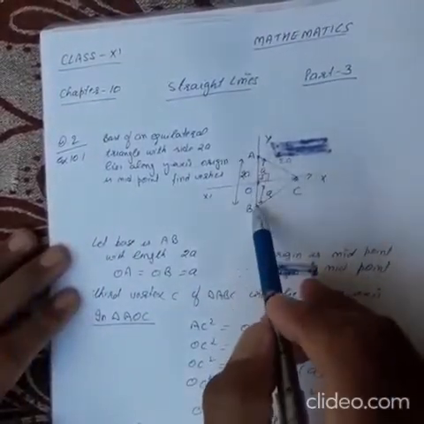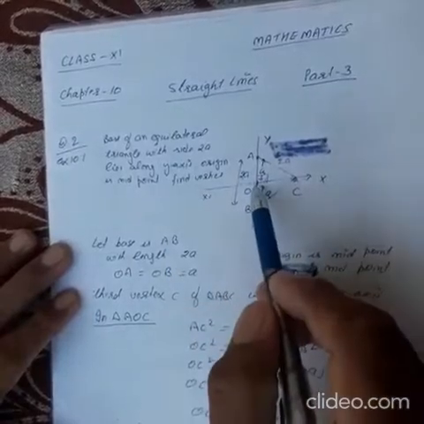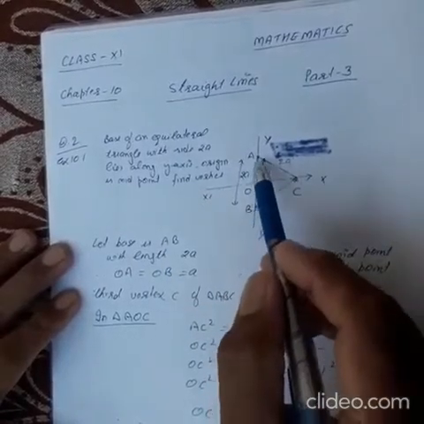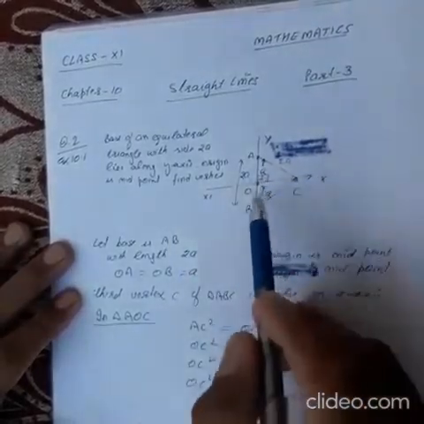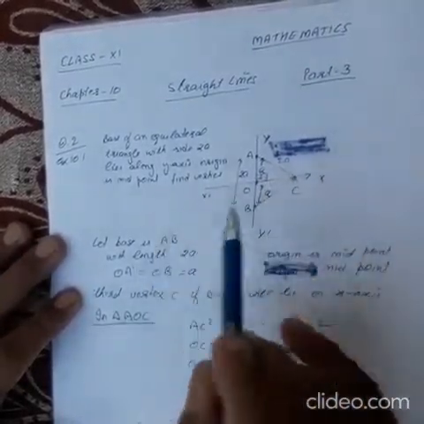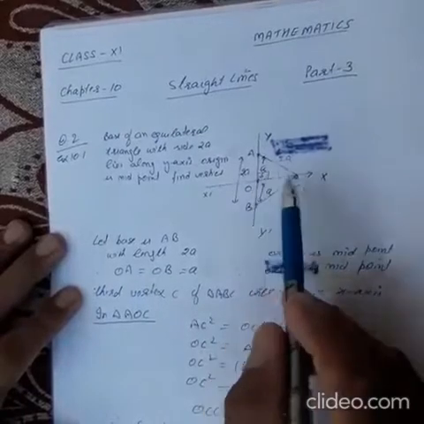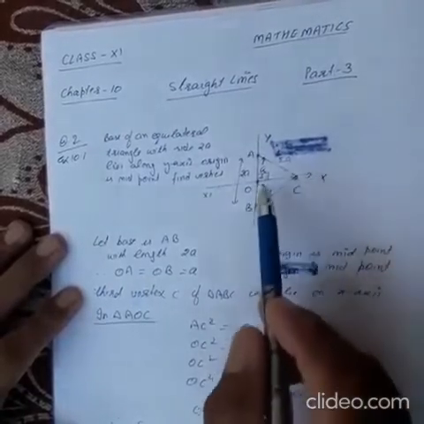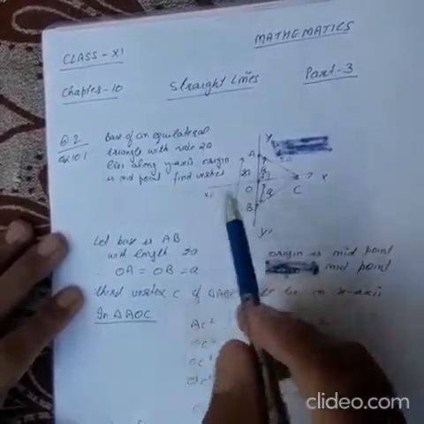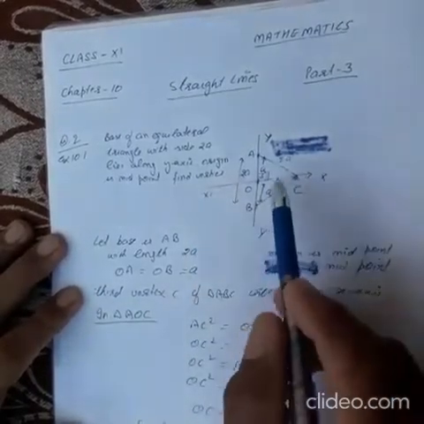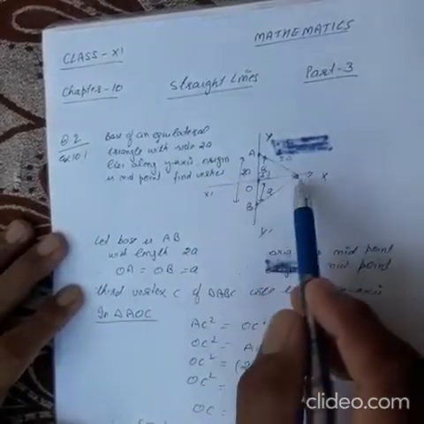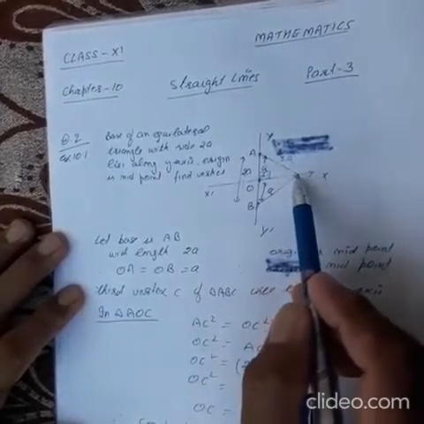AB is the base of the equilateral triangle. The origin is the midpoint, so OA and OB are both equal to a. And the third vertex C will lie along the positive side OX or on OX dash. It may lie on the positive side, it may lie on the negative side. I am taking only one case, if C lies along the positive side.